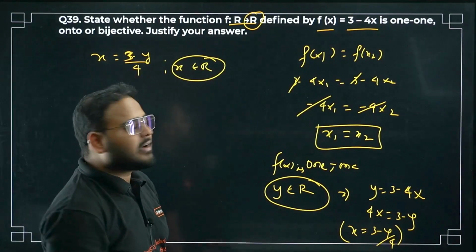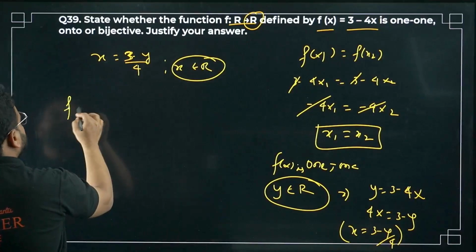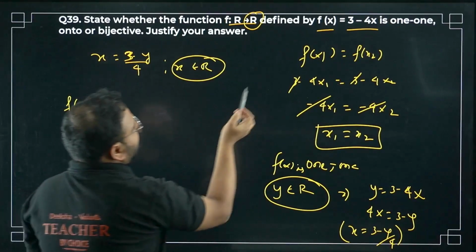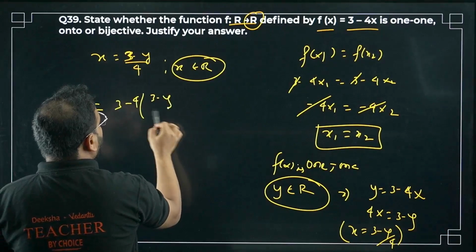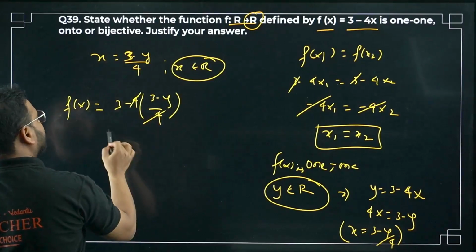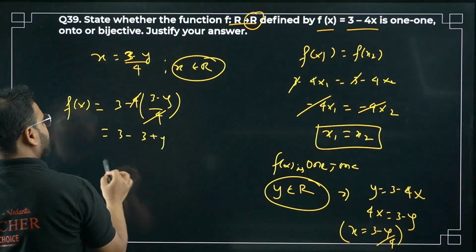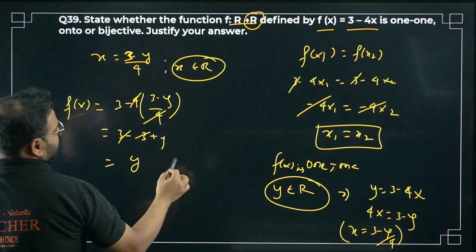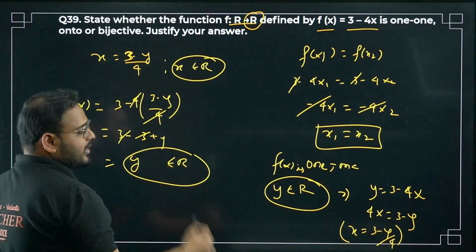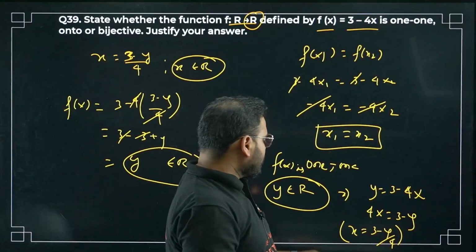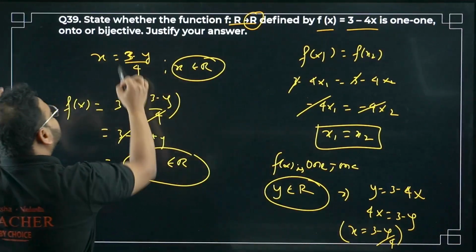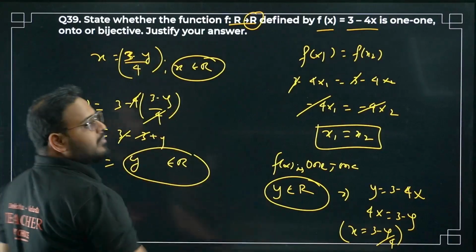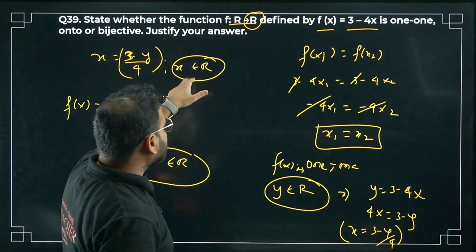Otherwise, what you can do is simply find f(x). What are you going to get? Please check. 3 minus 4 times (3 minus y) upon 4. The 4 cancels. I get 3 minus 3 plus y. Cancel here, simply y, which is nothing but a real number. So correct. You take any value for y, a real number, and you're getting x also as real. How, sir? 3 minus a real number is a real number, divided by 4. Real number means x is also a real number.